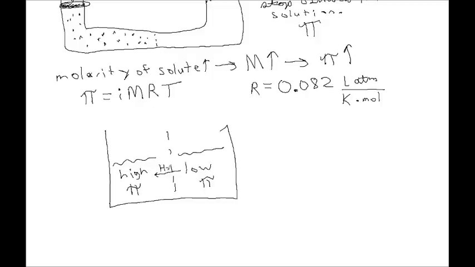Water follows solutes. Remember, there's fewer solute particles to get in the way of the water crossing the membrane from the right. There's more solute particles to get in the way of the water crossing the membrane from the left. So the water will move in this direction. Good. So over time, these two sides would change in size. All right. So notice water moves towards the higher osmotic pressure.